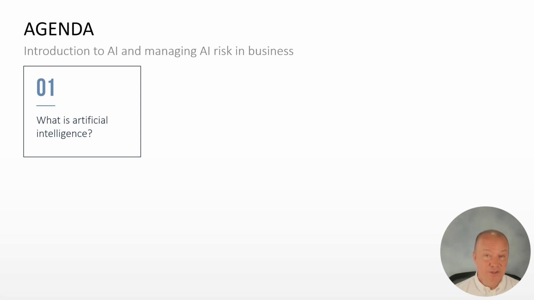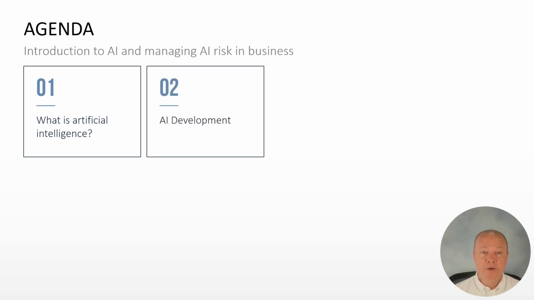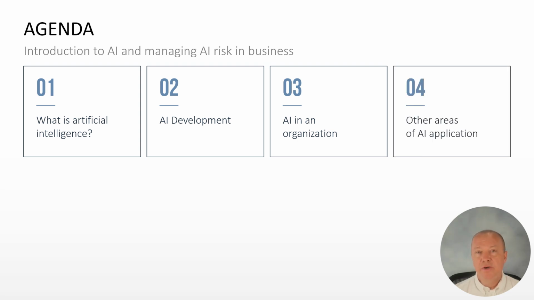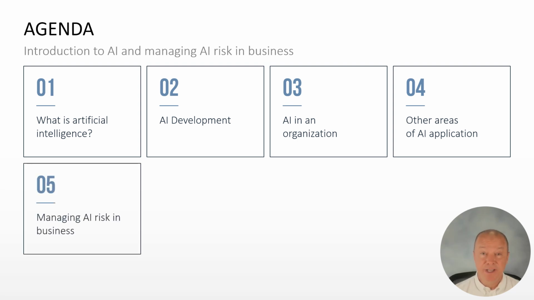We'll begin this introduction with a short presentation on the general foundational concepts of artificial intelligence. We'll then look through a brief history of AI development and where it's come to today. We'll then talk about AI as used in an organization in a business context, as well as other areas of AI application. And then finally, we'll segue this presentation into AI risk management, which is the core content of our actual training for NIST AI Risk Management Framework 1.0 Architect Training and Certification.